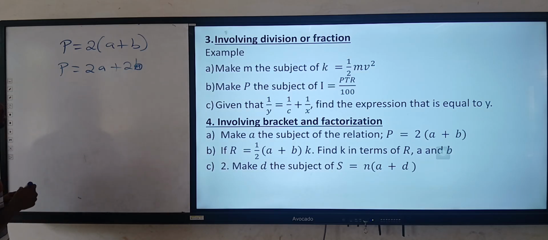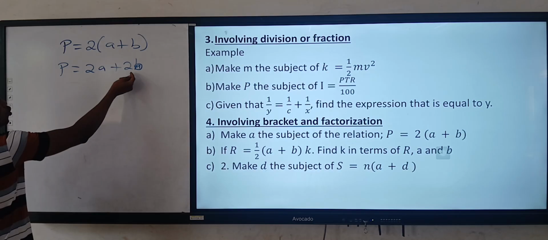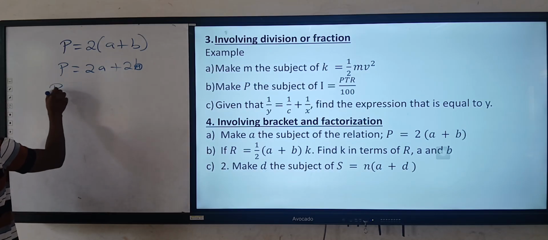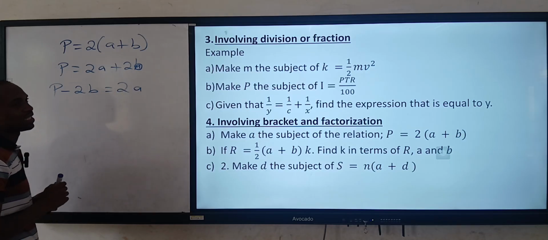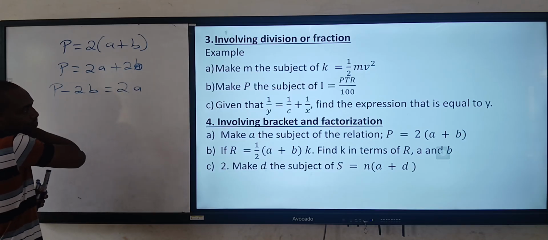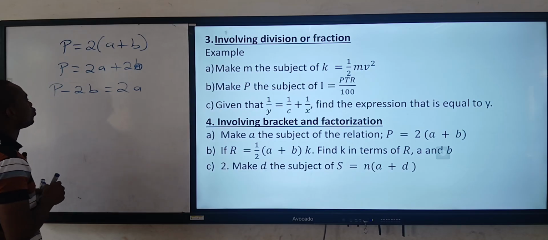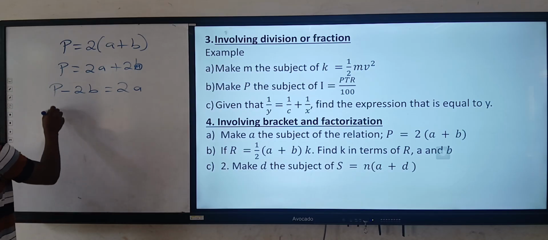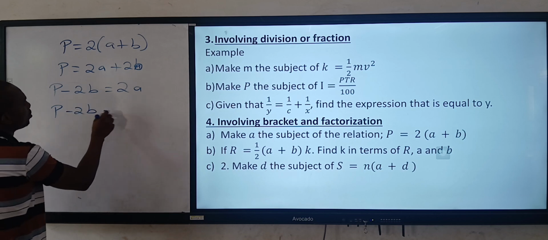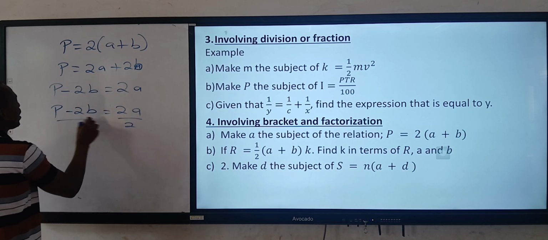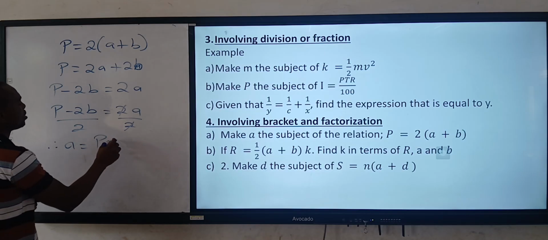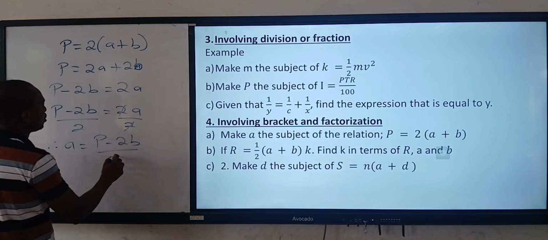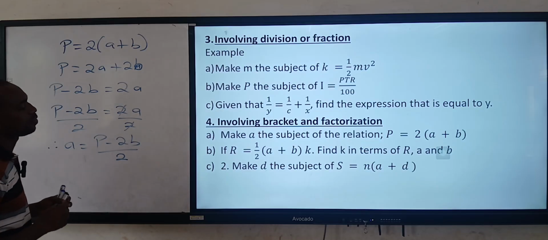Then we want A to be the subject. So you carry the 2B from here to this side, or you move it. So it will be P minus 2B equal to 2A. Since we want A to be the subject and it is multiplying with the 2, we divide both sides by 2. So here will be P minus 2B, divide there by 2, divide there by 2. 2 goes to 2, gives us 1, multiply by A, get A. So therefore, A is equal to (P minus 2B) over 2. So that is the answer for A.